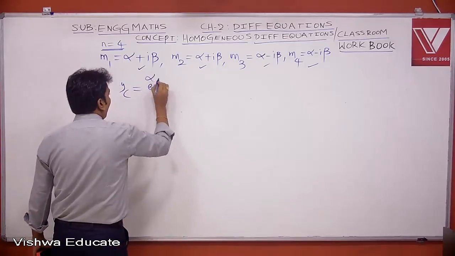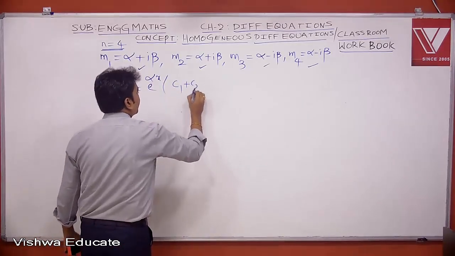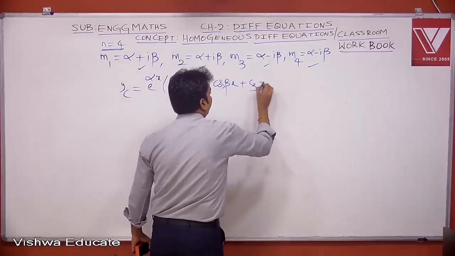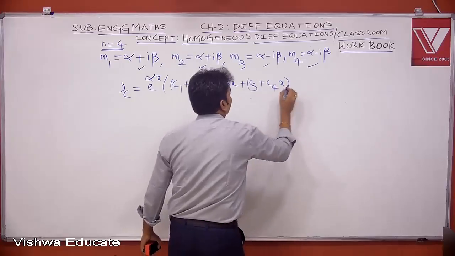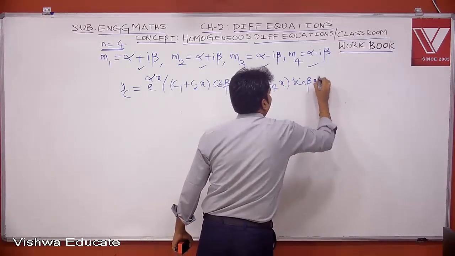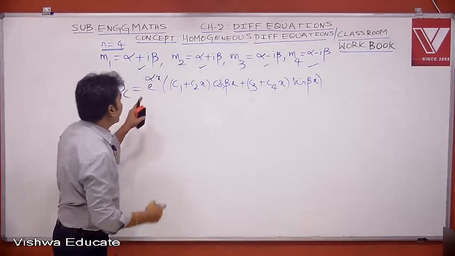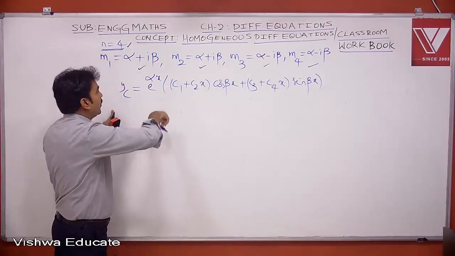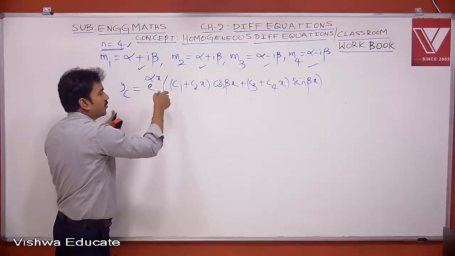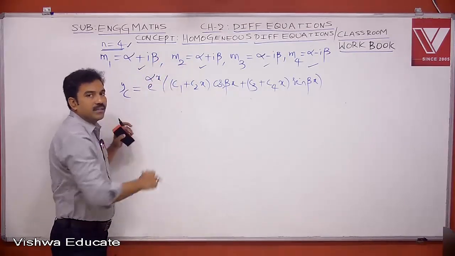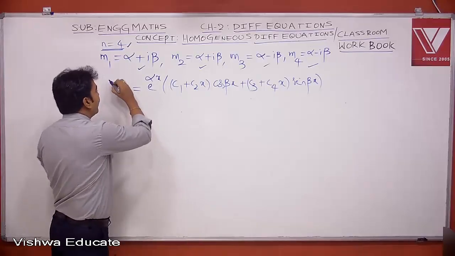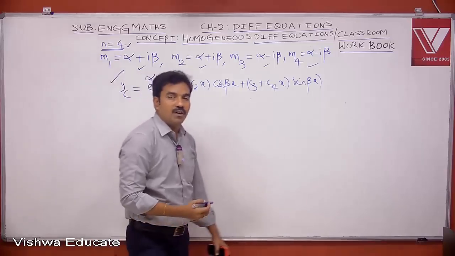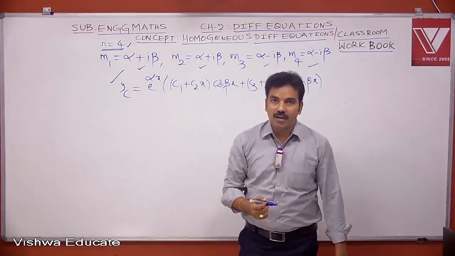YC equals e power alpha x into (C1 plus C2 x) into cos beta x plus (C3 plus C4 x) into sin beta x. So this is YC in case of repeated complex roots. Here we are working with n equal to 4, so the complex roots are repeated twice, and if they repeat twice, their conjugate repeats twice. This is one possible case, because in all the cases the real part is the same. What is the real part? Alpha, and the imaginary part is beta.